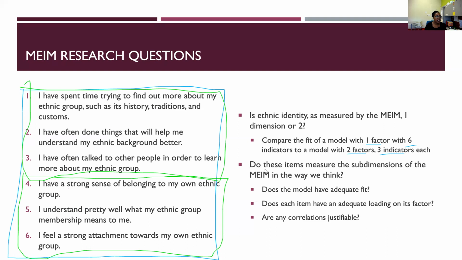And then our second research question is, do these items measure the subdimensions of the MEIM, which are exploration and commitment, in the way that we think they do? Does the model have adequate fit overall? Does each item have adequate loading on its factor, and are any of the correlations justifiable? We'll get into detail about what that looks like.